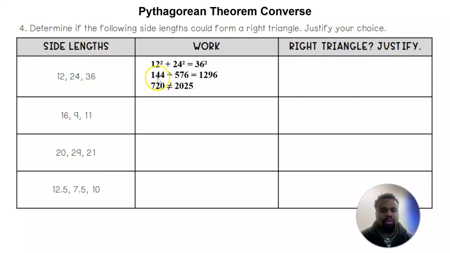12 squared is 144, 24 squared is 576, 36 squared is 1,296. If we do 144 plus 576, that gives us 720. 720 is not equal to, I'm sorry, that was a mistake right here. This is supposed to be 1,296, not 2,025. I apologize. But we can still see that 720 is not equal to this. And since it's not a true statement, this is not a right triangle.